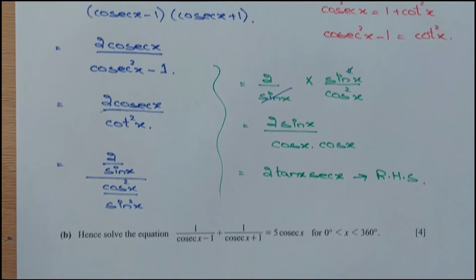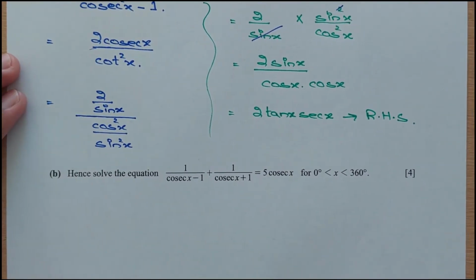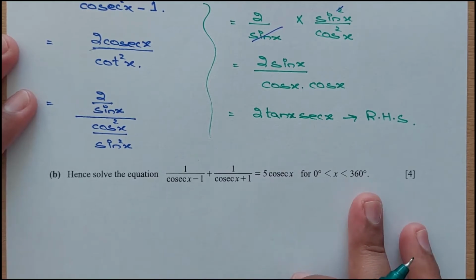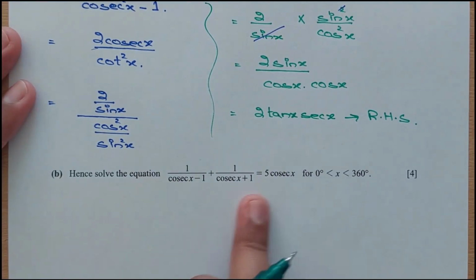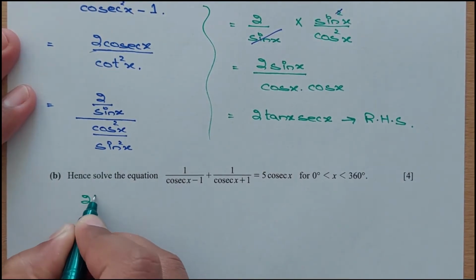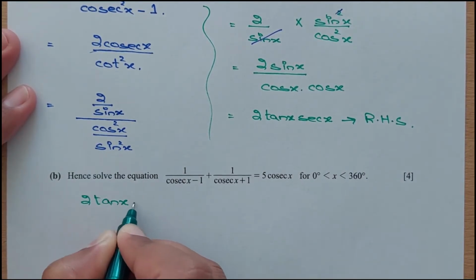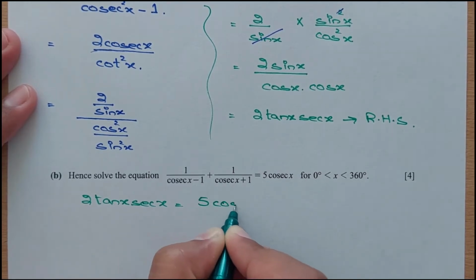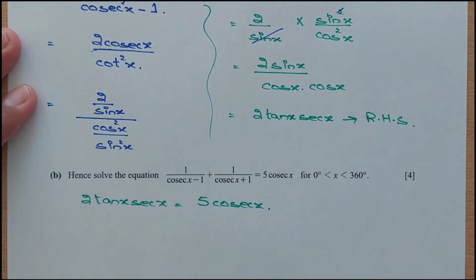Right. Now for the b part, hence solve the equation. This equals 5 secant x for x between 0 to 360 degrees. So for this whole equation we got this, right? So it means that 2 tan x secant x equals 5 cosecant x. Right. Now let me open all of them.